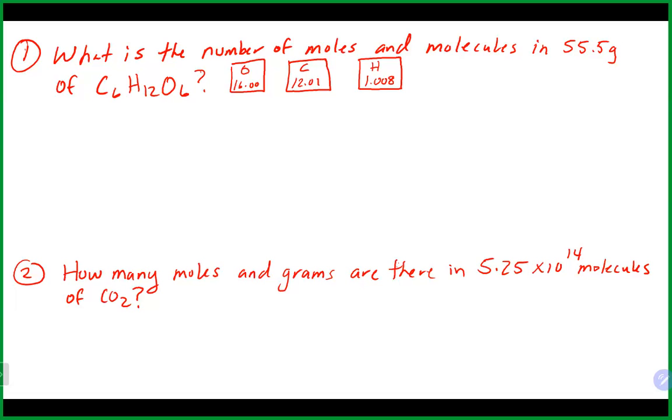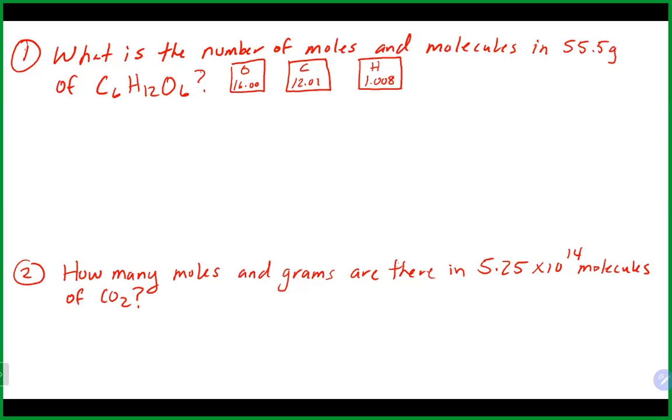Okay, let's take a look and see how you did, hopefully. All right, so the first one is: what is the number of moles and molecules in 55.5 grams of C6H12O6? First off, do I need to use Avogadro's number at some point in this one? I do. We're looking for molecules, so that's the big thing to know. We're also looking for moles in this case, which we need to go on our route there.